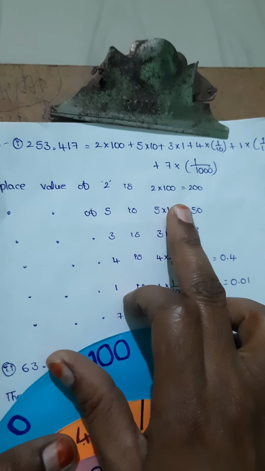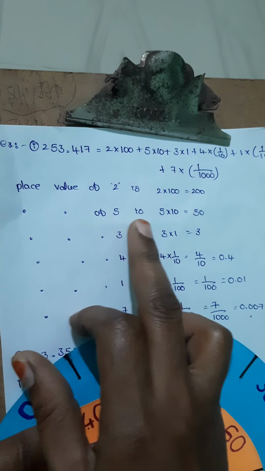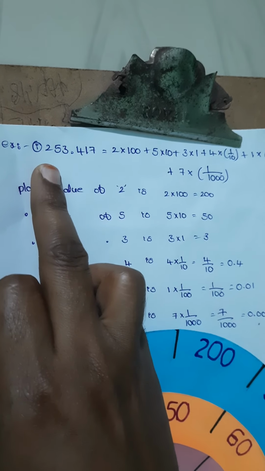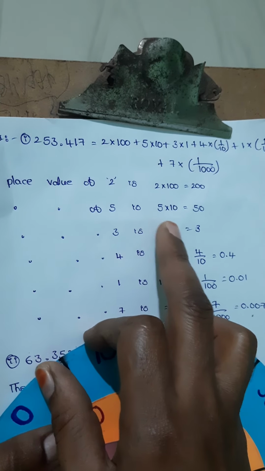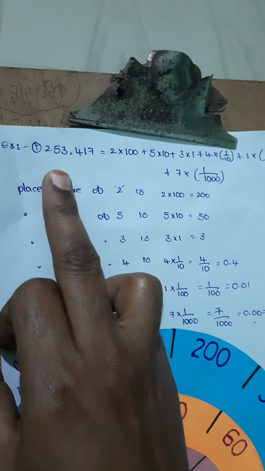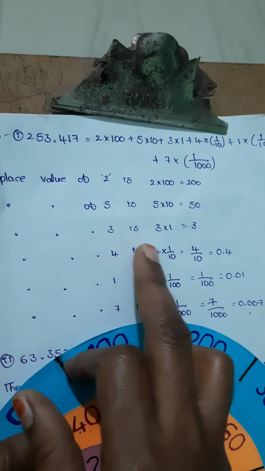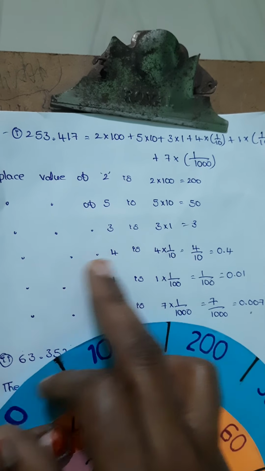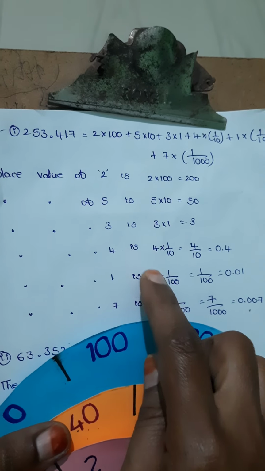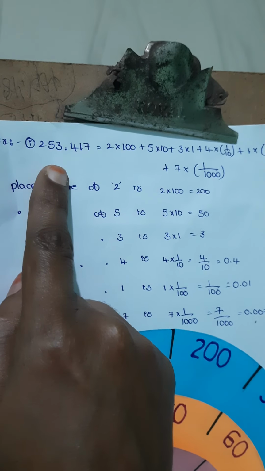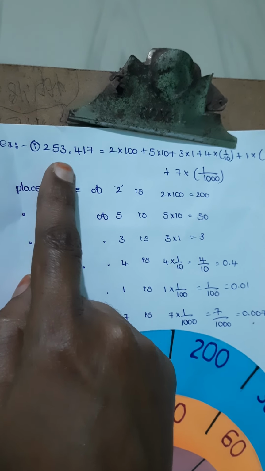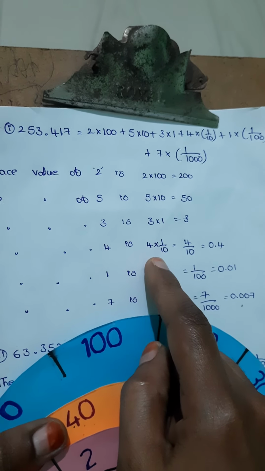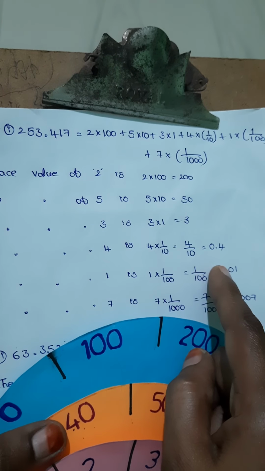It will give us the place value of this digit. The place value of 5 is given by 5 into 10, which is equal to 50. That is, 5 is at the tens place, so we multiply 5 with 10. The digit 3 is at the ones place, so we multiply 3 with 1. It gives the place value equal to 3. The place value of 4 is given by 4 into 1 by 10, as this digit 4 is at the tenths place. The tenths place is nothing but 1 by 10, so we multiply it with 1 by 10. That is equal to 4 by 10, which is 0.4.